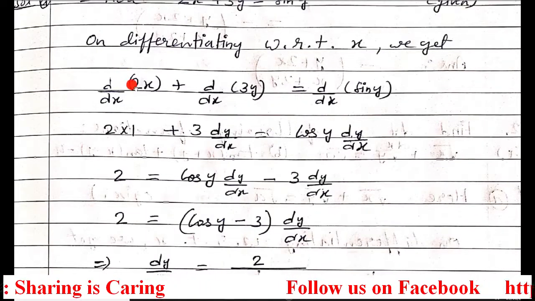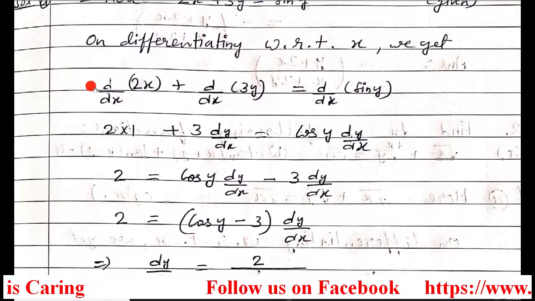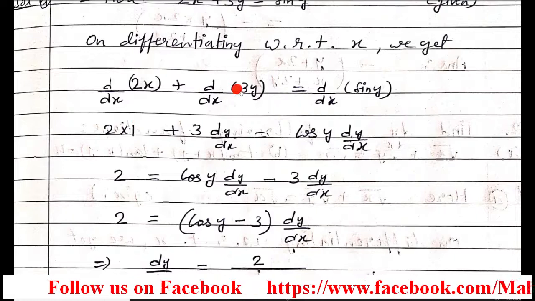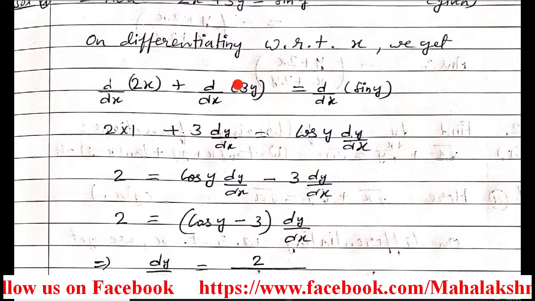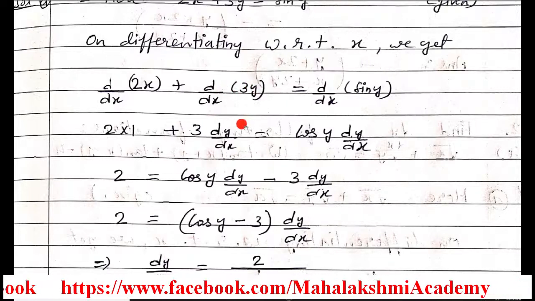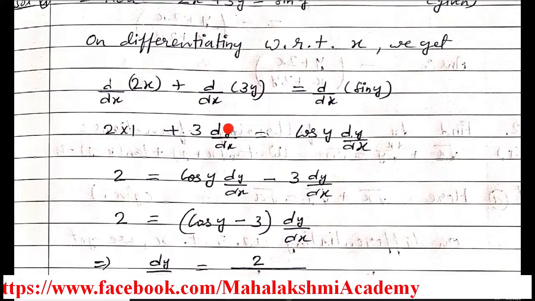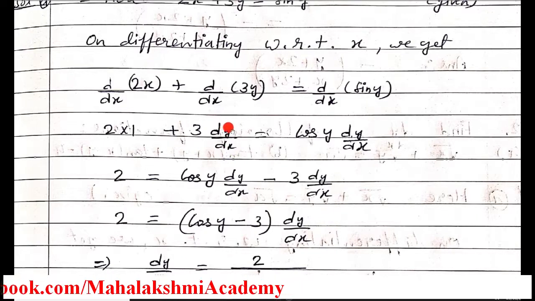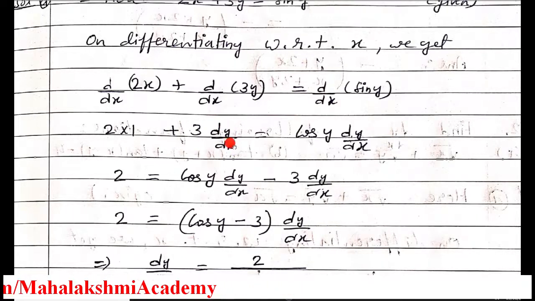Since 2 is the coefficient, it will shift in front. So 2 came here. Now differentiation of x is 1. In the same way, 3 is the coefficient, so 3 will come here. Then we have to differentiate y, which we can't because it is in terms of y and not in terms of x. And moreover, we have to find out dy over dx. So keep this as it is.